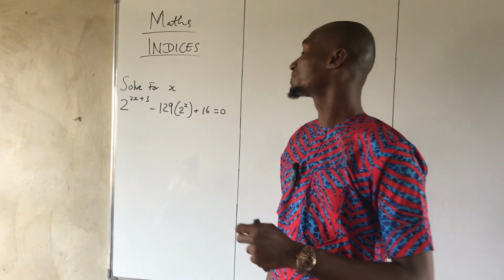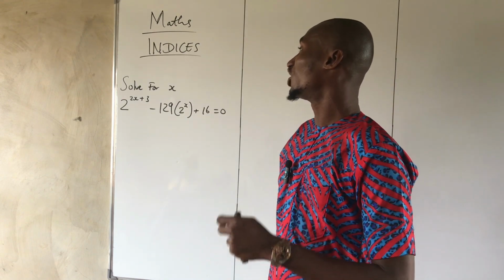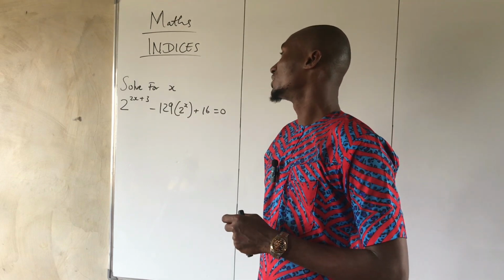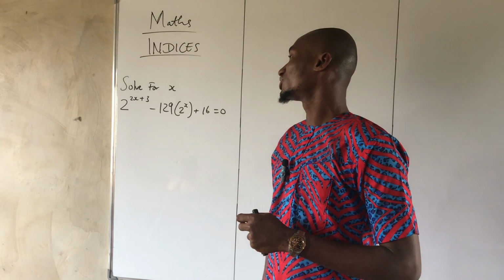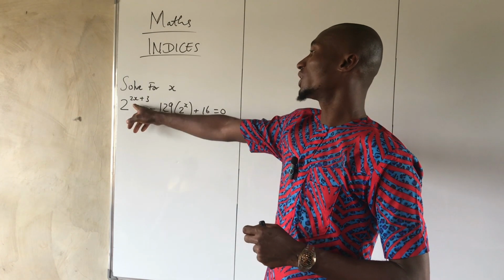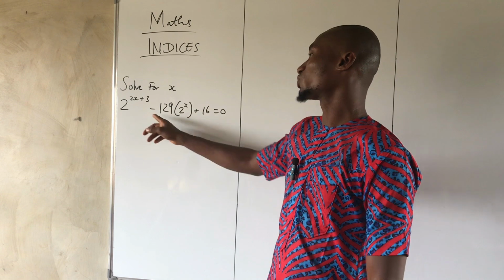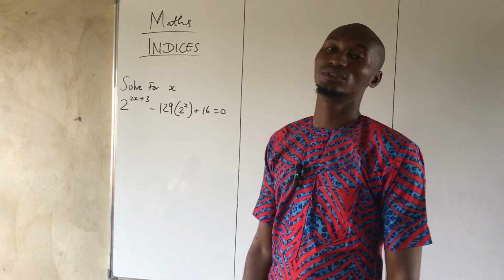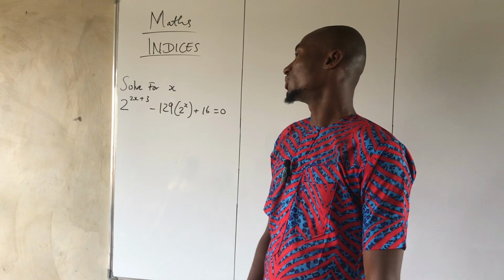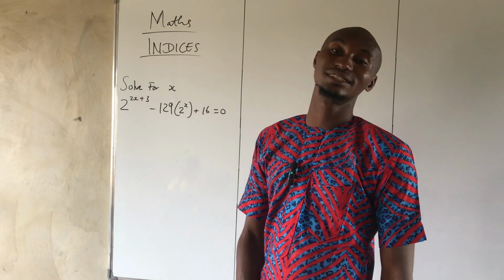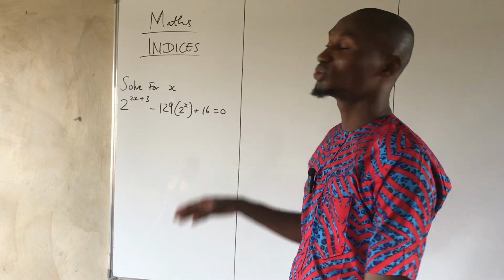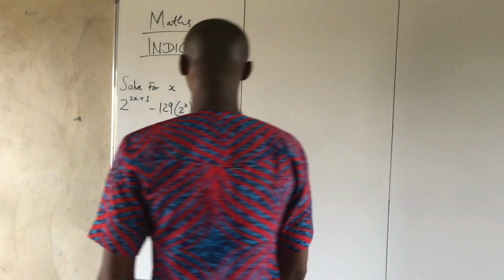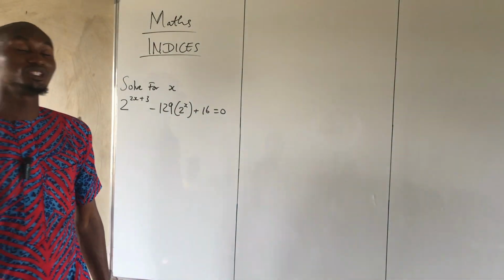This is a wonderful class on indices. Now, look at the question on the board. It says: solve for x, 2 raised to the power 2x plus 3, minus 129 times 2 raised to the power x, plus 16 equals 0. We have finally entered into exponential equations, indices that will lead us to quadratic equations.